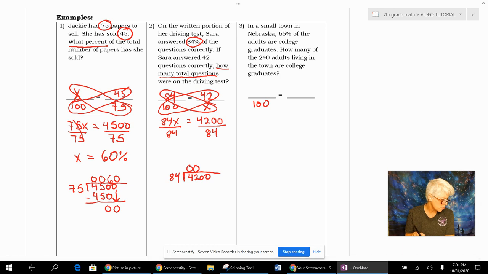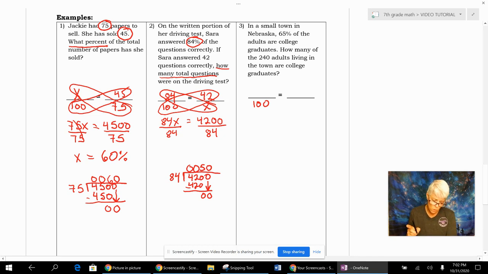84 goes into 5. I said the answer. 84 goes into 420 5 times. Exactly 5 times. I'm going to bring the 0 down, which means I need to deal with it. 84 goes into 0 0 times. So my answer is 50.